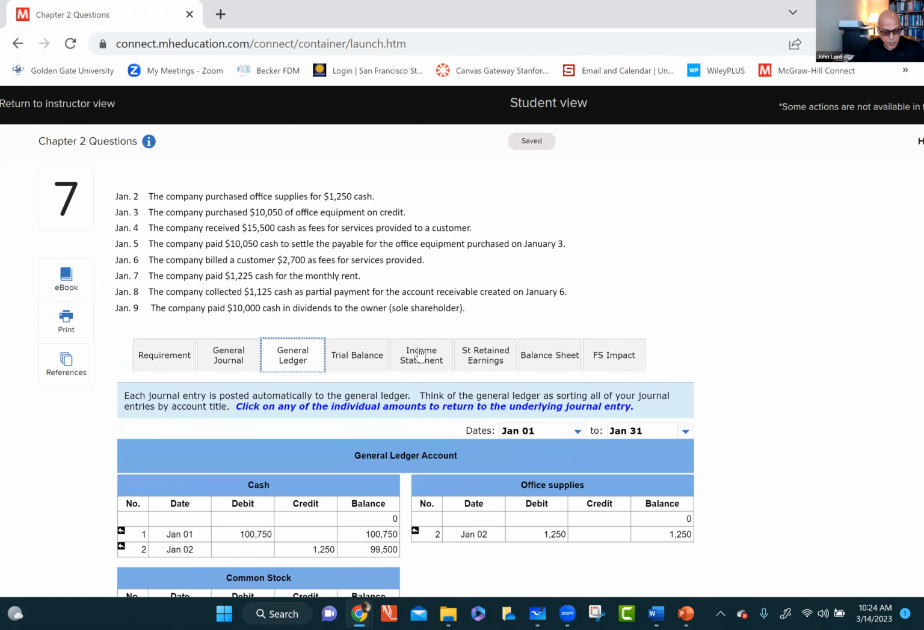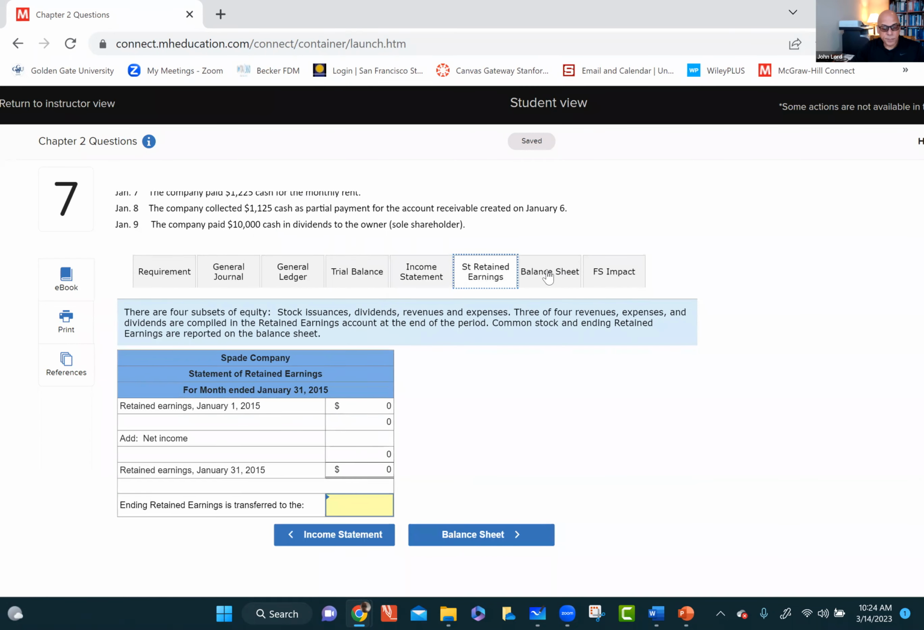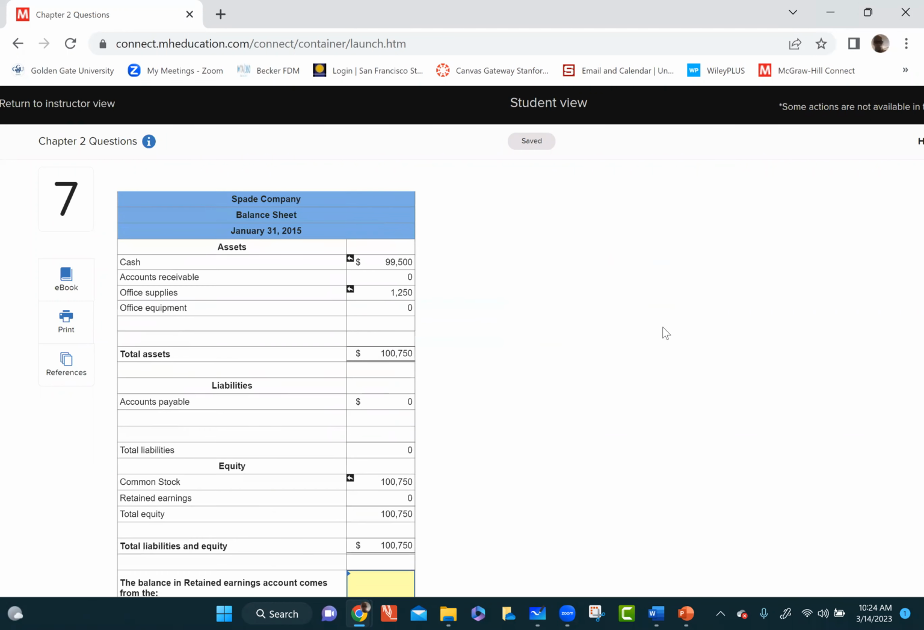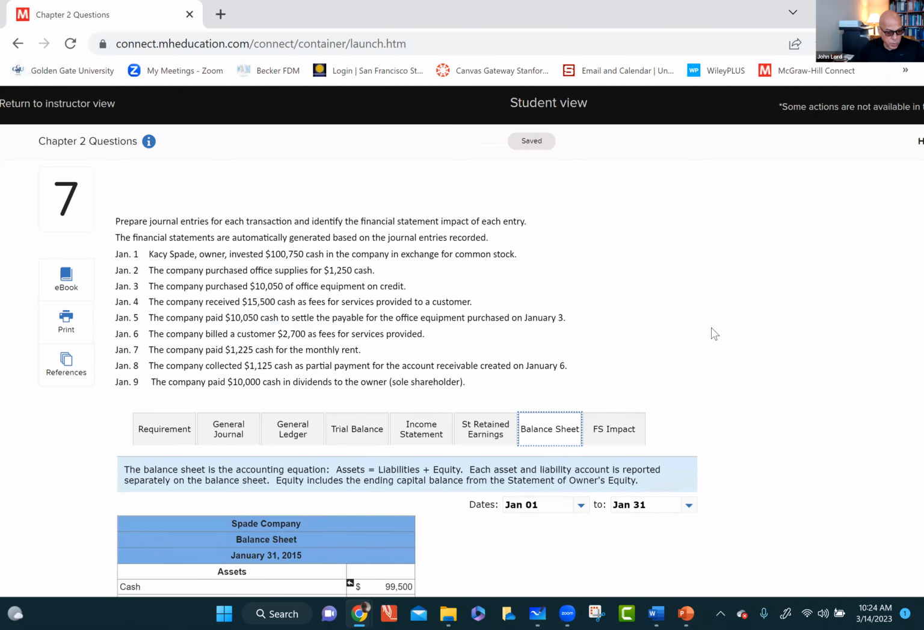Good. Anything on the income statement, Selena? No. Good. Anything on the statement of retained earnings? No. Good. Anything on the balance sheet? Yeah, just assets and the common stock. Yeah, that's still there. Okay, good.